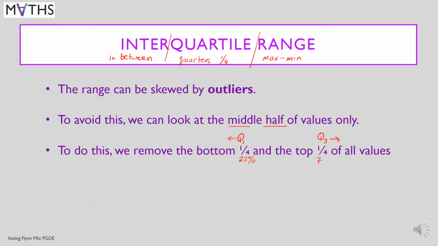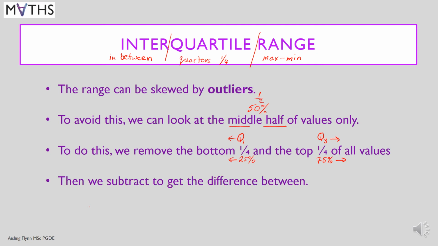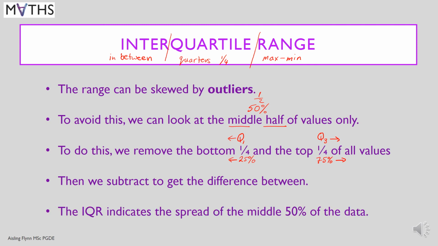So you're taking from the 75% mark upwards. So we remove the first quarter and the last quarter of the data, and what you're left with in the middle is the middle half, the 50% in the center. And then when we get the middle half, we look at the biggest value in the middle half and the smallest value in the middle half, and we get the difference between them. And this gives us the interquartile range, sometimes written IQR for short.